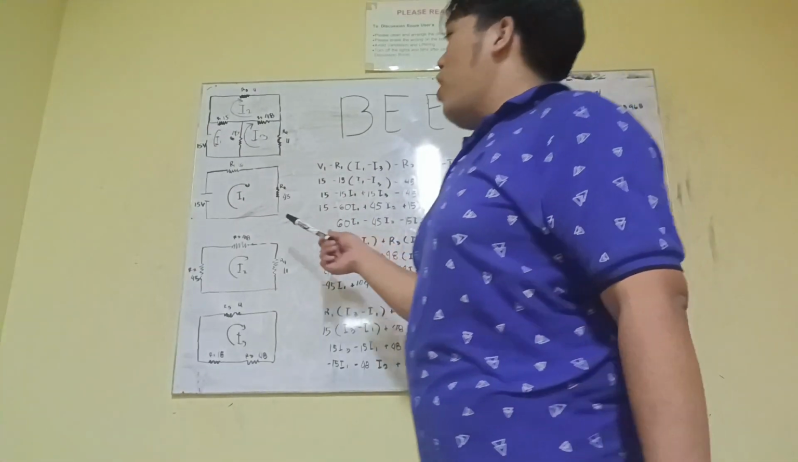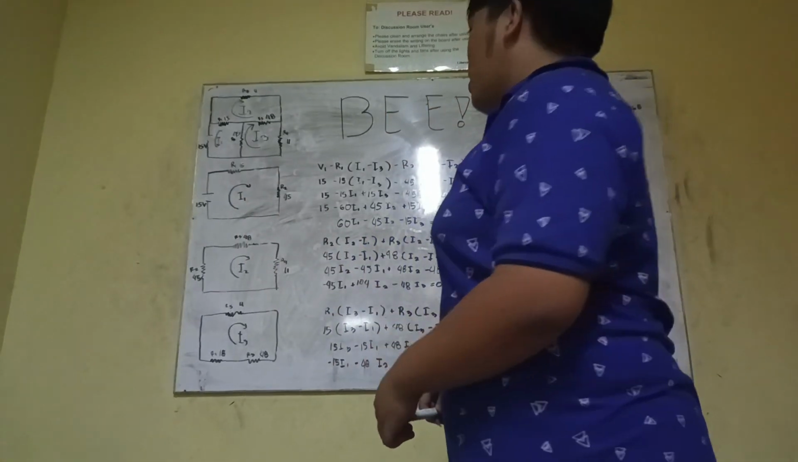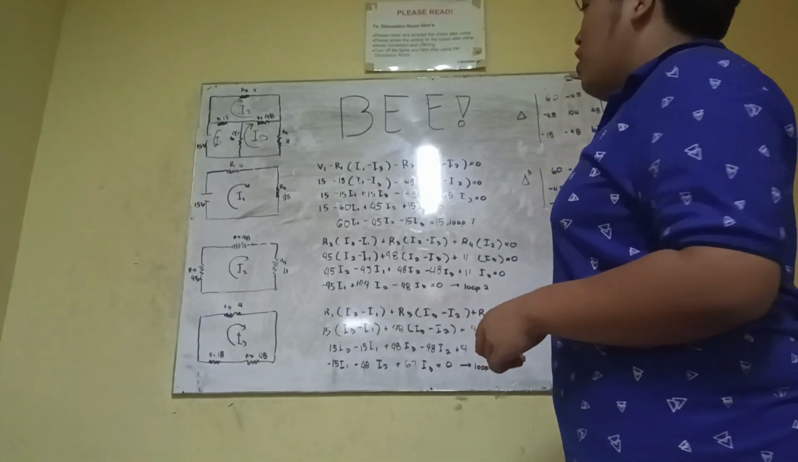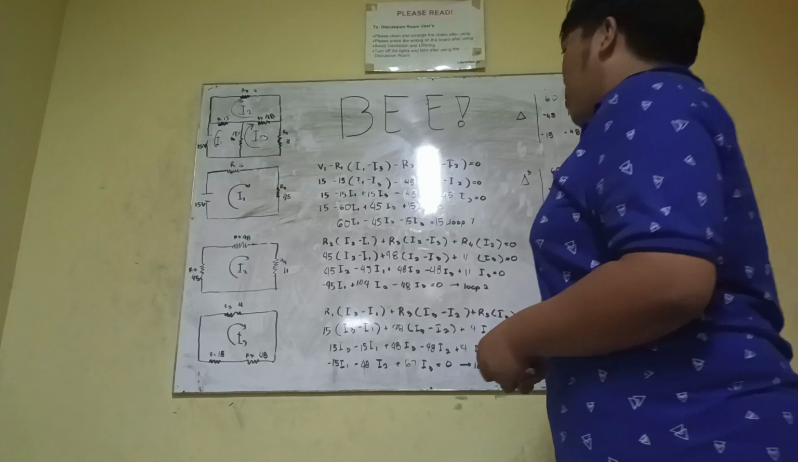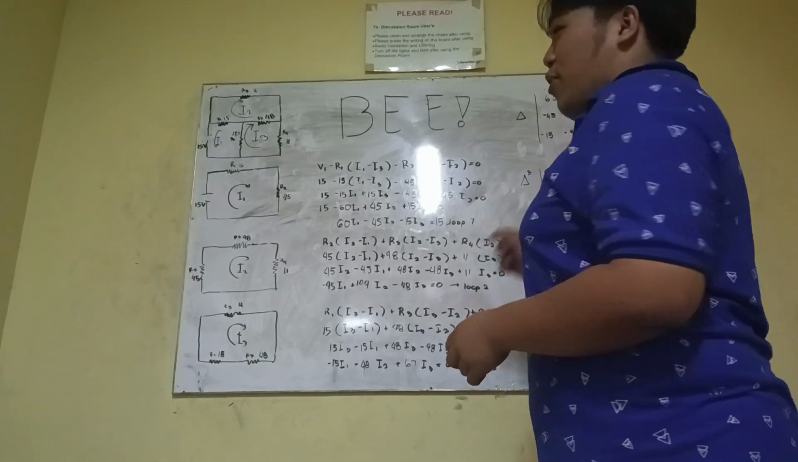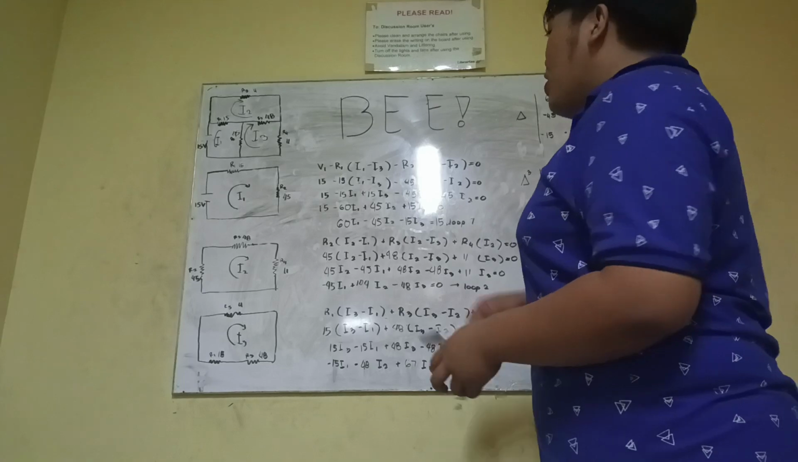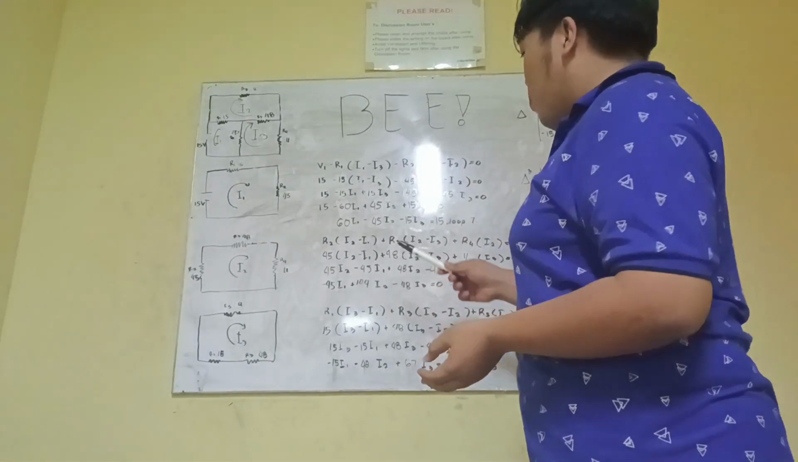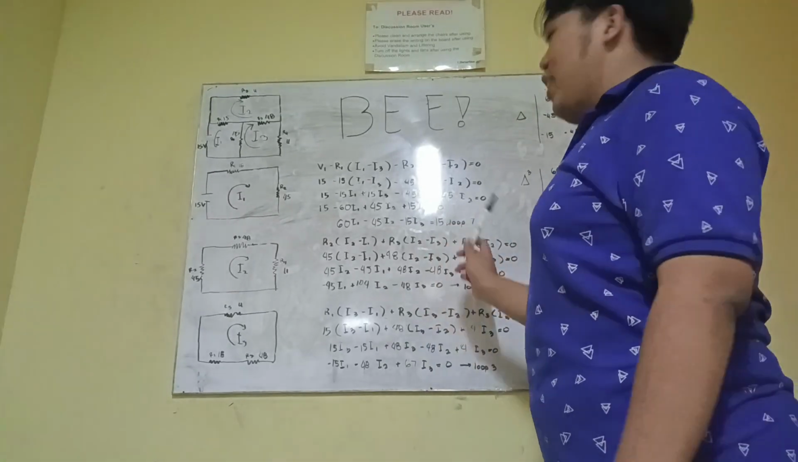So in loop 1 we have 15 volts, R1 15 ohms, and R2 45 ohms. So we have to use this formula: V1 minus R1 multiplied by (I1 minus I3) minus R2 multiplied by (I1 minus I2) is equal to 0. So we have to plug in all the values and simplify it. So after you simplify the given values, we are going to calculate. So we have here 15 in loop 1.